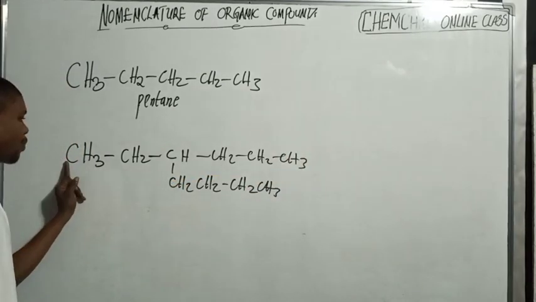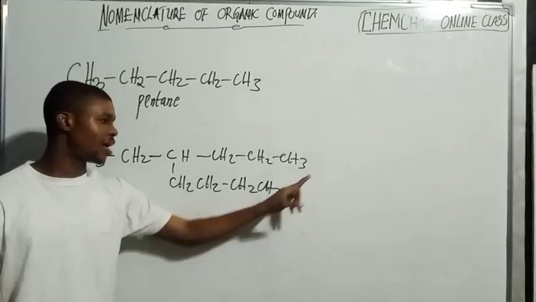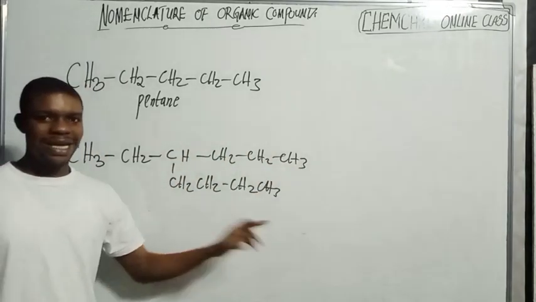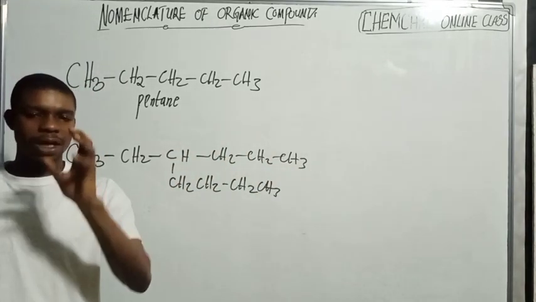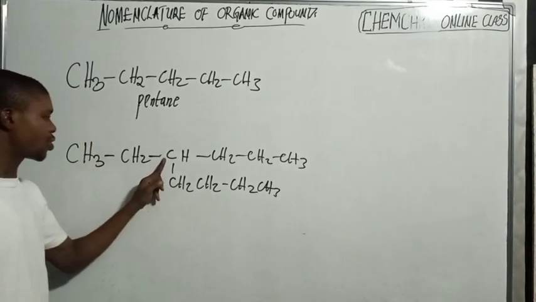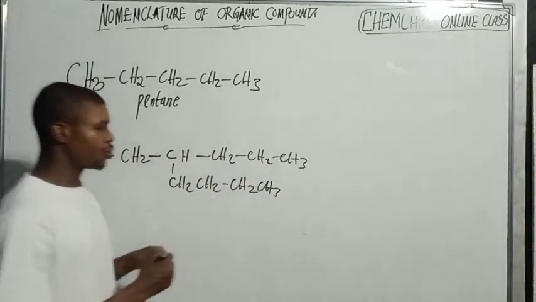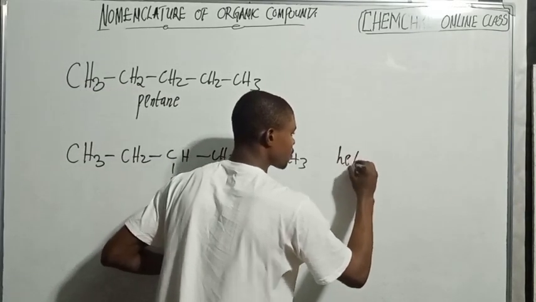So let's count from here to here. How many carbons do we have? Let's count from here to here. How many carbons do we have? And let's count from here to here. How many carbons do we have? This is to know the longest continuous carbon chain. Do you understand? So 1, 2, 3, 4, 5, 6. Here we have hexane.